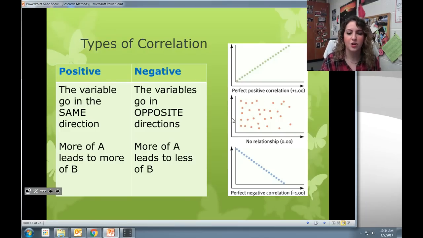And then if there is no relationship, like more or less of this does not affect any more of this or the other, that's just no relationship. And you see that as a scatter plot on a graph.